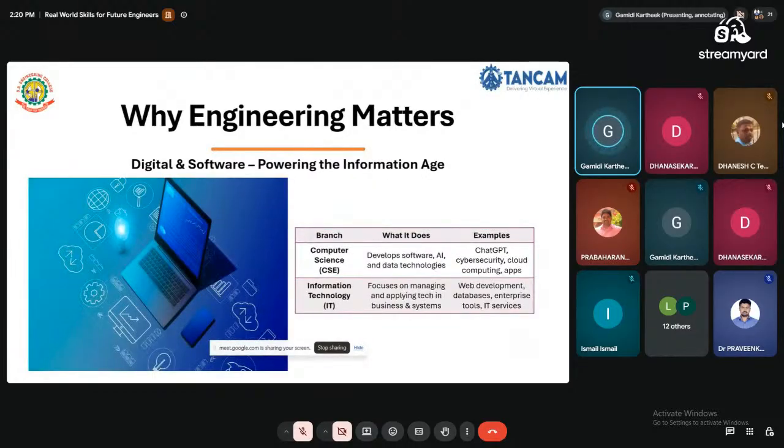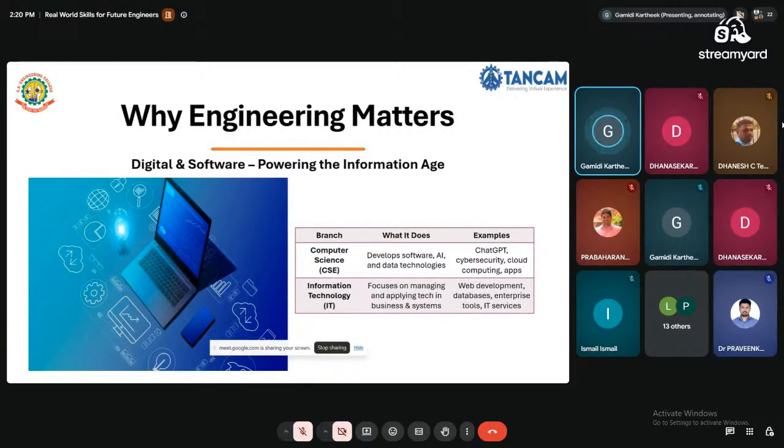So digital and software, these are non-core branches. This is the latest technology. Now many students are moving towards computer science and IT, so that's why we call this age the information age. Developing software, managing and applying the technology to business systems, cyber security, artificial intelligence, and machine learning, all come under the non-core branches of engineering, that is computer science and IT.